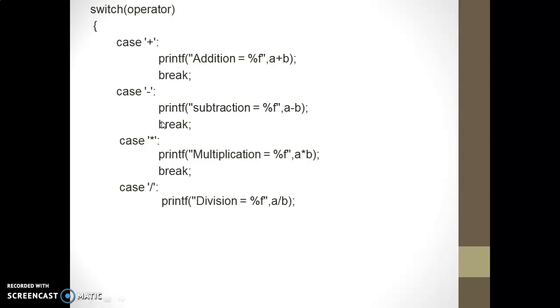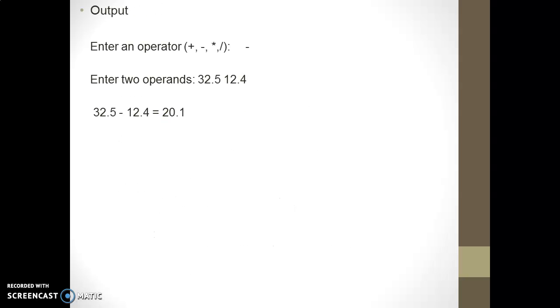Here we have considered 4 cases: plus, minus, multiplication and division operator. So 4 cases are there, and the last one is the default. It means error, operator is not correct, or wrong choice you entered. So this way we can write a switch program. Here we have an output.